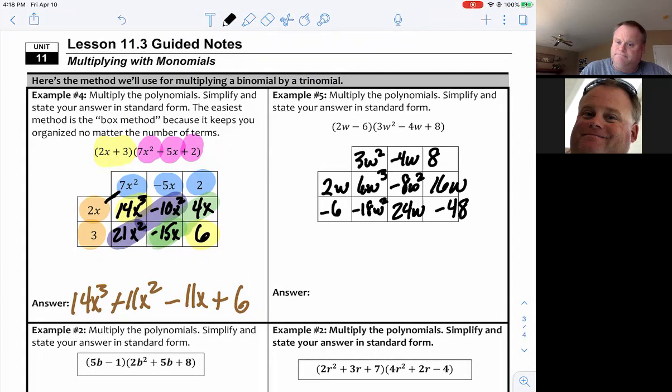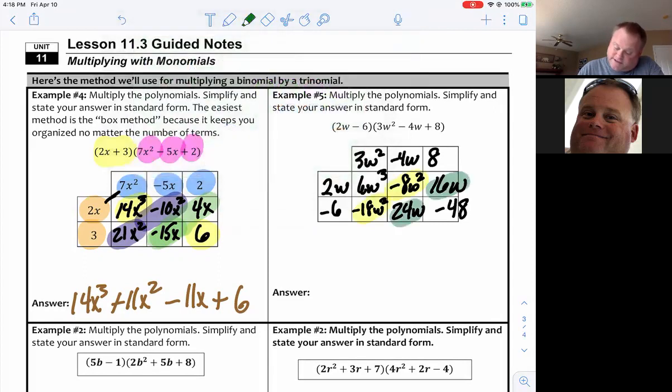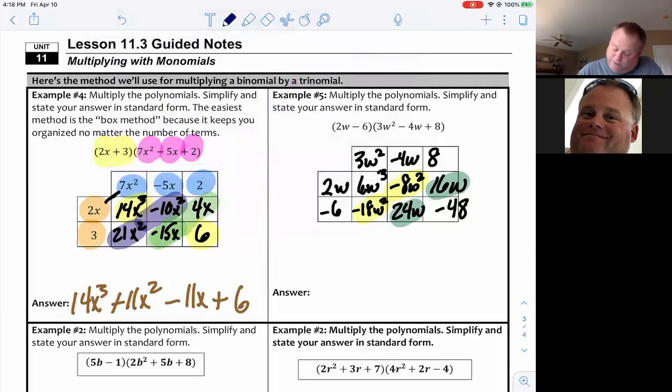Okay, so combine like terms. My negative 18w squared and my negative 8w squared are like terms, and my 24w and 16w are like terms. So here we go. My 6w to the third.